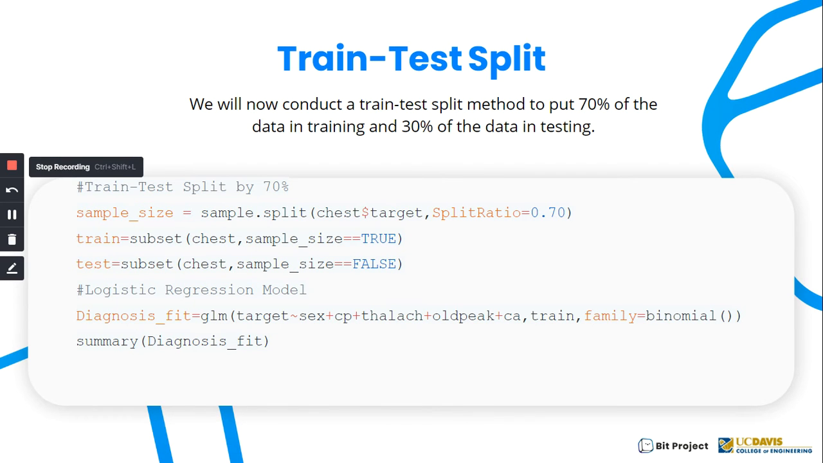So the next step would be to do a train test split of the model. Now, why are we doing a train test split? It's because we have to give a certain percentage of the data that the model can learn from first before it works on newer data it's never seen before.